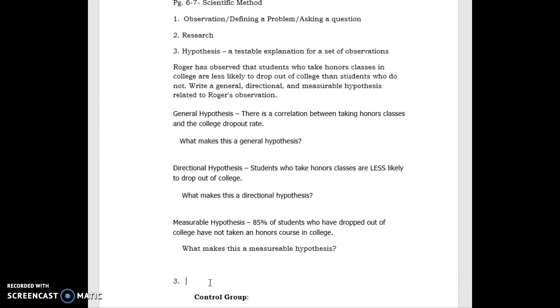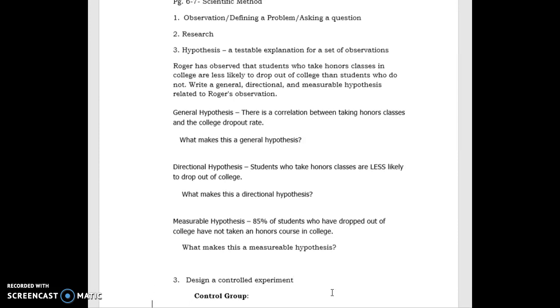So the third step: once you have your hypotheses written, you're going to design a controlled experiment. And that's what we most often do in biology, a controlled experiment. Sometimes you can't do a controlled experiment, but in this very intro course, we're going to do a controlled experiment, and you'll understand what that means in a few seconds.